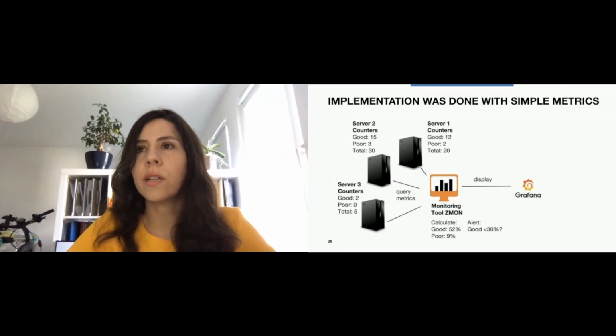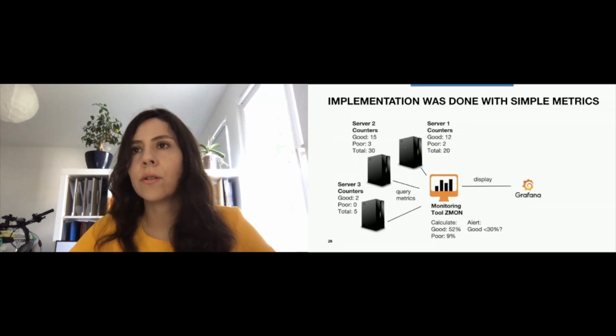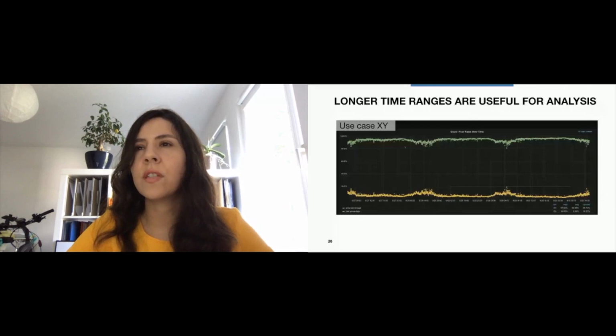You can also look at longer time frames. For example, here is 3 days. The line on top is the share of good responses, close to 100%. And the line on the bottom is the share of bad responses. You see at night, it always gets a little bit noisy because there's more bot traffic. And you can use these long time ranges for an analysis once an alert comes up.